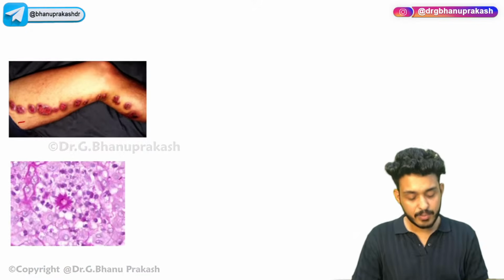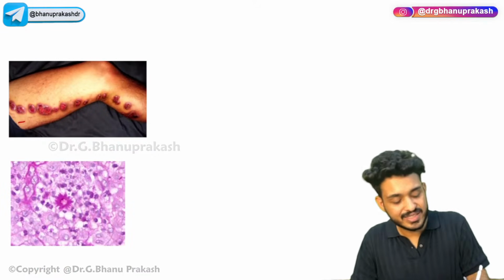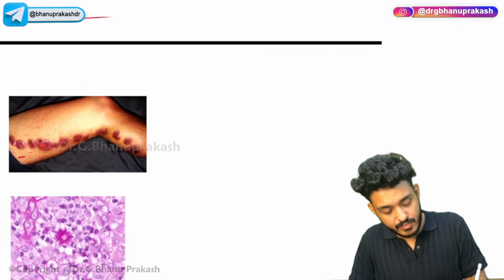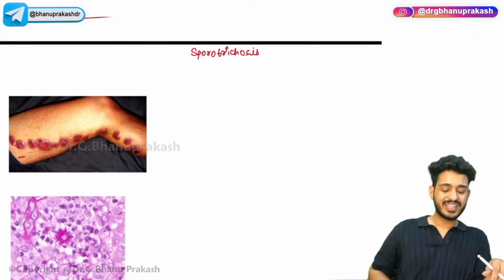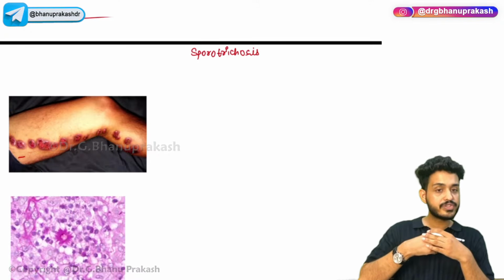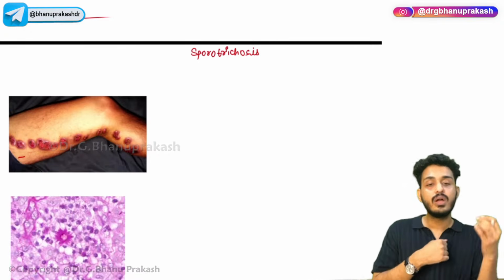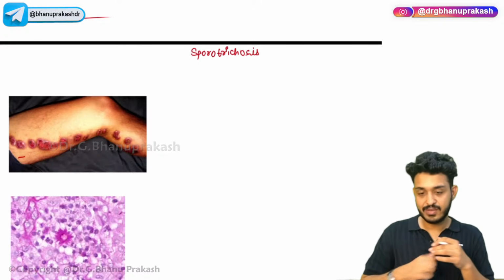Now let's talk about this one. What is this? Try to answer. This is your sporotrichosis, guys. This is a subcutaneous infection. We are done with the superficial infections. Now we are going to talk about the subcutaneous infections, guys.